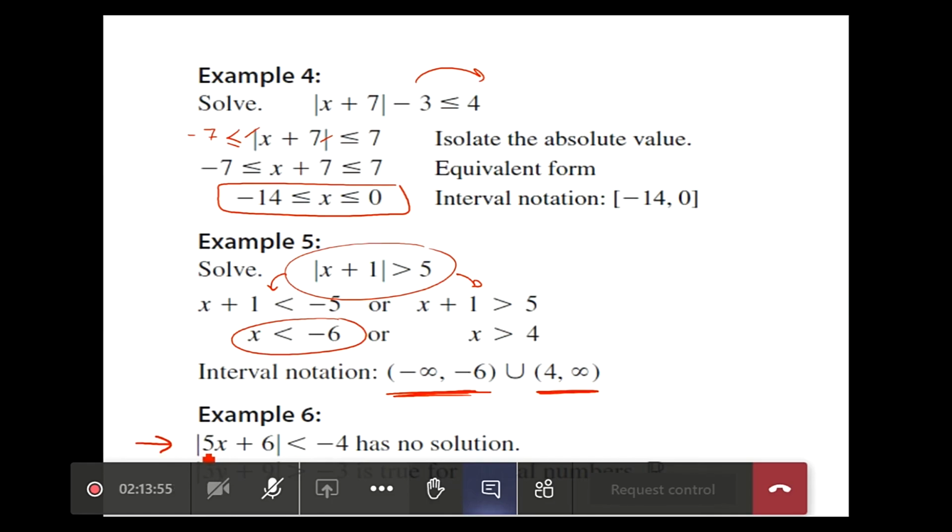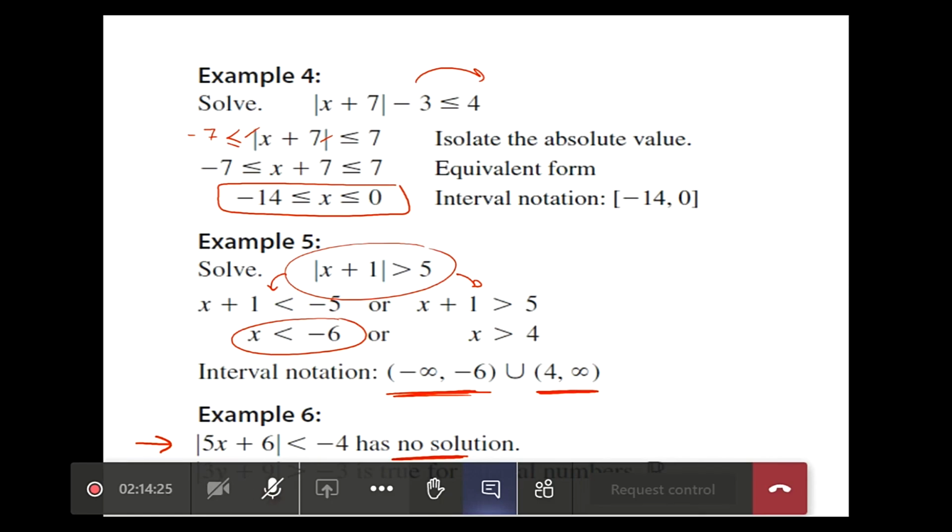If we have absolute value less than a negative number, this is no solution. How can we find x if we have absolute value less than a negative? Absolute value must be positive or 0. It is impossible to be less than a negative number, there is no solution, it must be positive or 0. So this is impossible: absolute value less than negative.